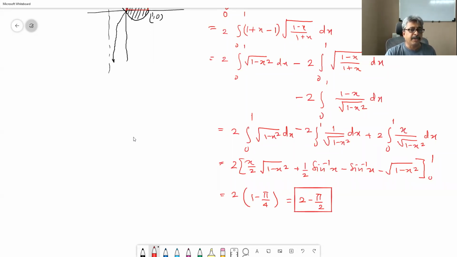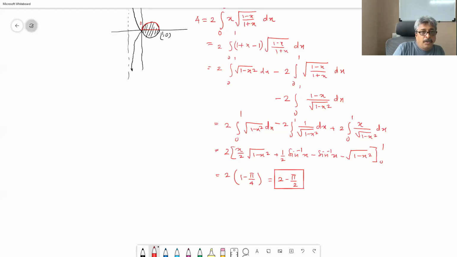Ask if you have any difficulty. Next problem. Find the whole area of the curve.